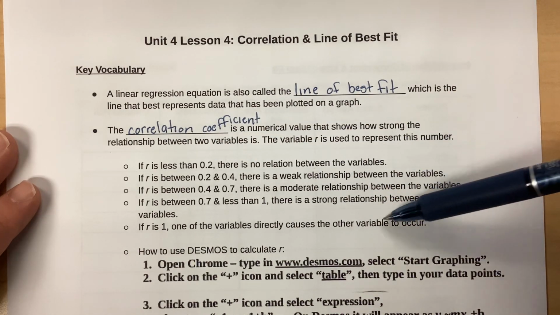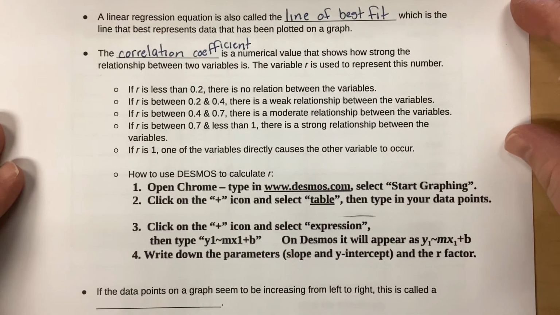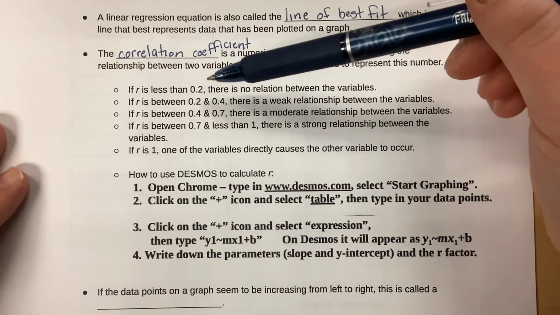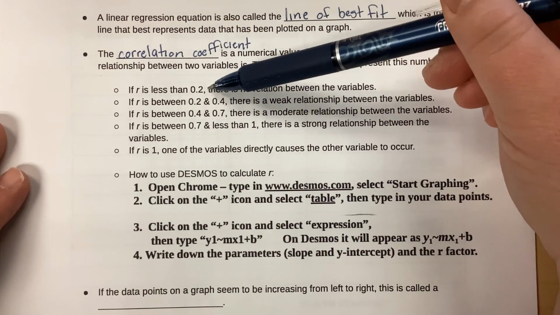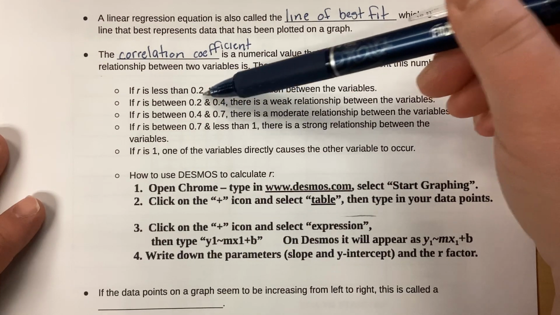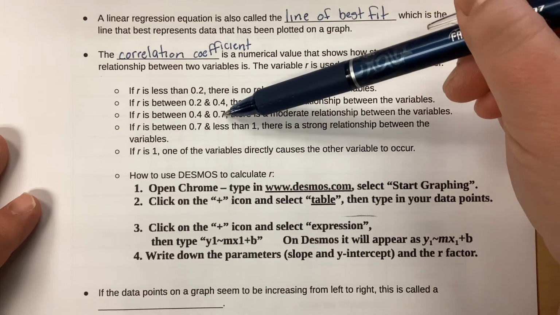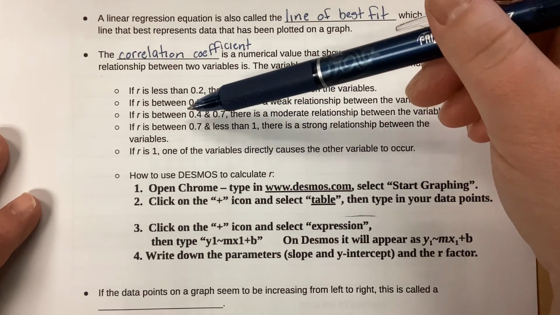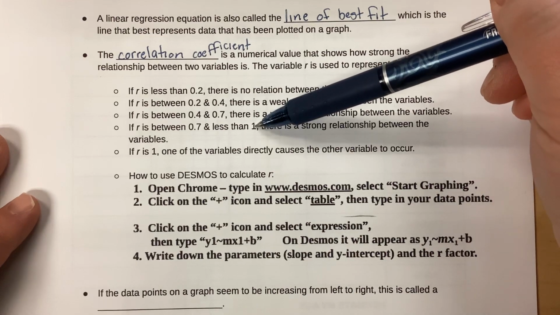So underneath here, I have given you some numbers to consider when trying to decide how strong a relationship is. If your R, which is the correlation coefficient, is less than 0.2, there's no relationship between the two variables. If it's between 0.2 and 0.4, there's a weak relationship. Between 0.4 and 0.7 is moderate. If R is between 0.7 but less than 1, there's a strong relationship there.